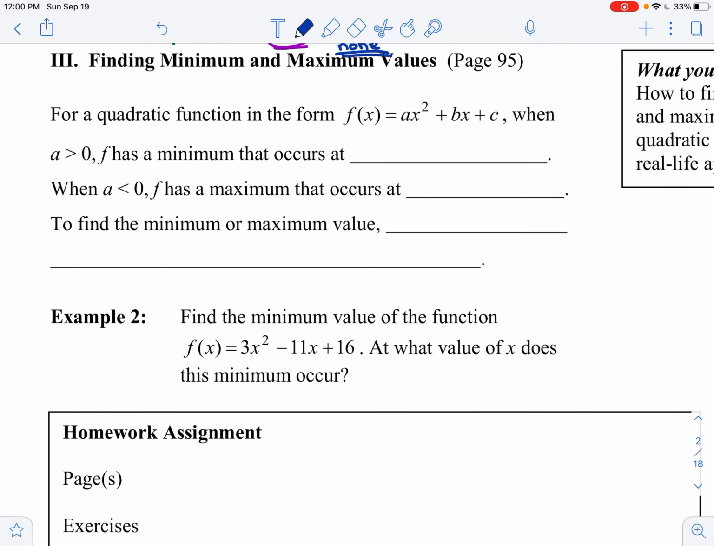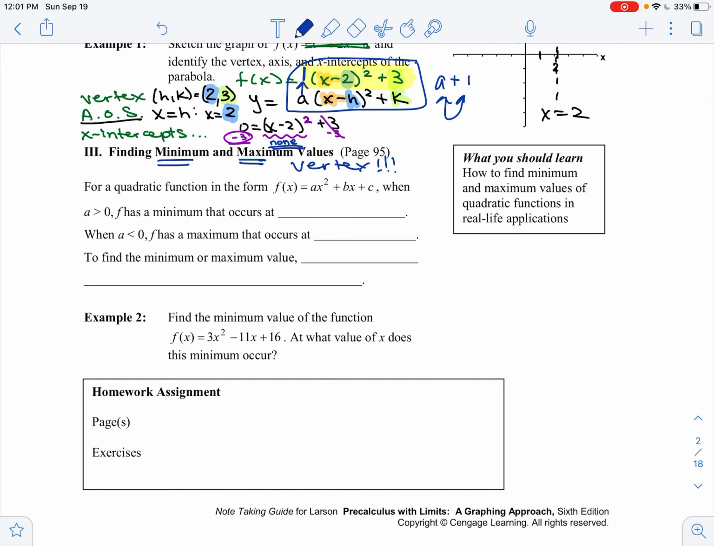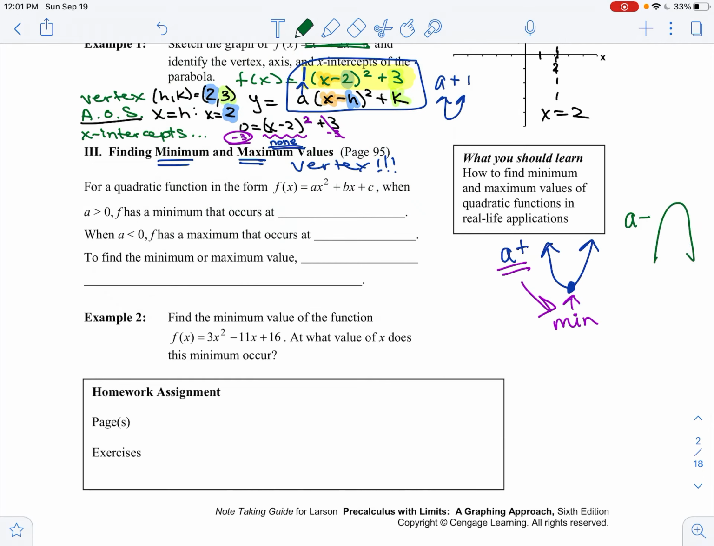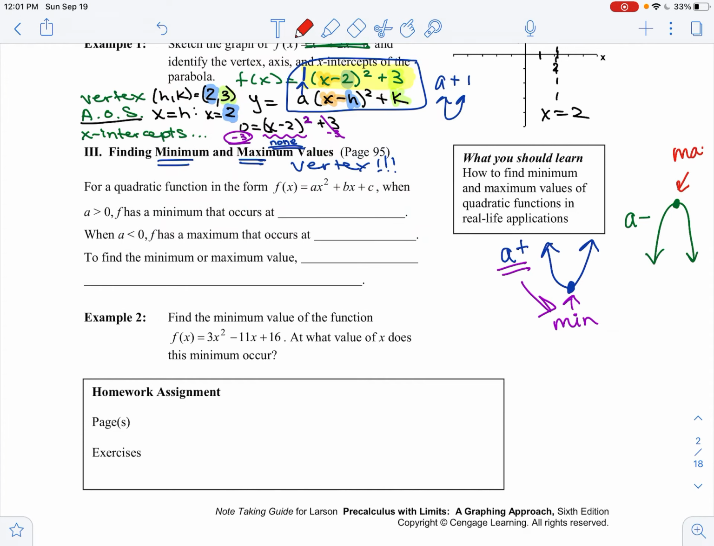All right, let's talk about finding maximum and minimum values. The thing you need to know about maximum and minimum values is it's super easy. When you think of the word maximum or minimum, just think find the vertex. Now, depending on where your vertex is, if your a is positive and your graph looks like it's going upwards, this vertex is going to be your minimum. So when a is positive, it has a minimum. If a is negative and your graph looks like a frowny face, this vertex is going to be a maximum. So when a is negative, there's going to be a maximum.